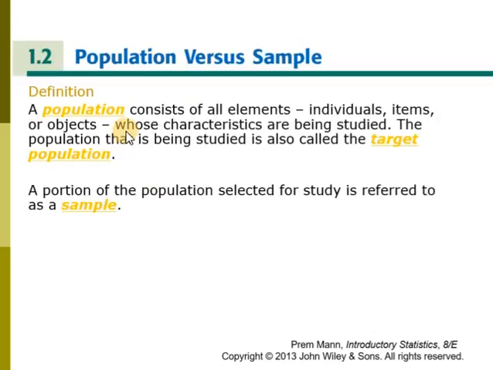So let's talk about population and sample. What is a population? A population consists of all elements, whether individuals, items, or objects, whose characteristics are being studied. So in our example just now, we have 30 students. So the whole student group is 30. That is the population. You consider the whole class. That population is also called a target population. If we take only a portion of the population, that becomes a sample. So if I take only 15 students in my survey, those 15 students become my sample.